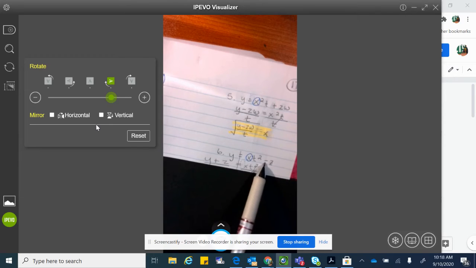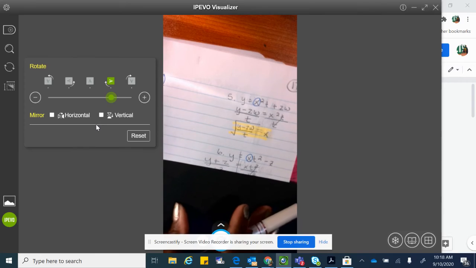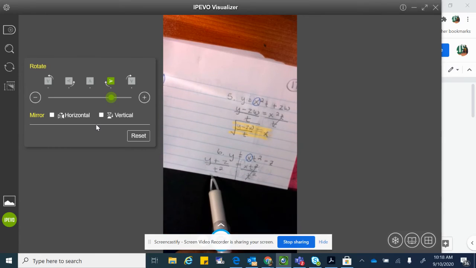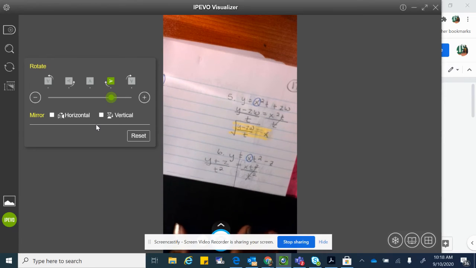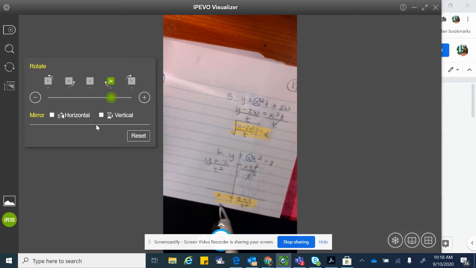I could go ahead and there's some subtraction here. So I went ahead and got rid of that by adding the z to the other side. So I have y plus z, leaving me with the x times t squared. I went ahead and got rid of that t squared by dividing, leaving me with x equals y plus z over t squared.